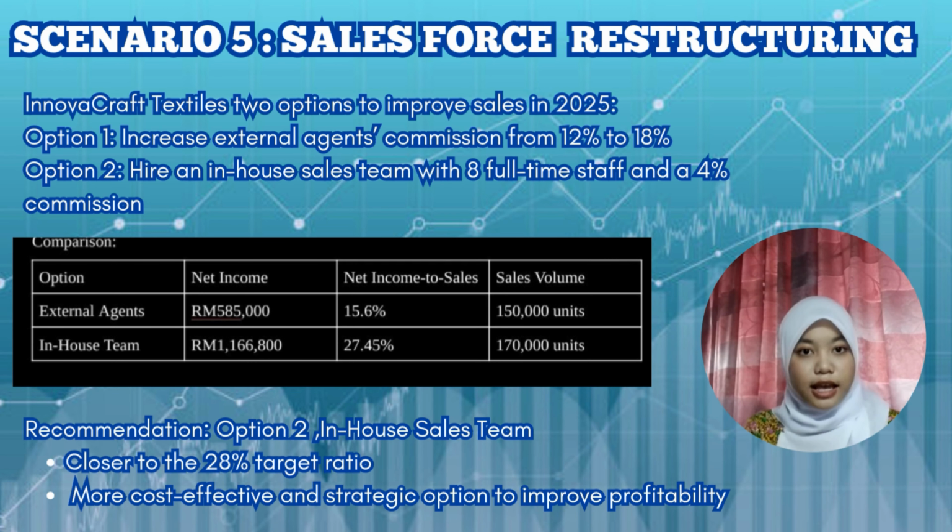This option gives nearly double net income compared to external agents. It also brings the company very close to the 28% target net income to sales ratio for 2025. While it adds fixed salary costs, it provides long-term benefits and sustainability. In conclusion, the in-house sales team is the more cost-effective and strategic option. It improves profit margins and supports the company's growth goals in the competitive market.